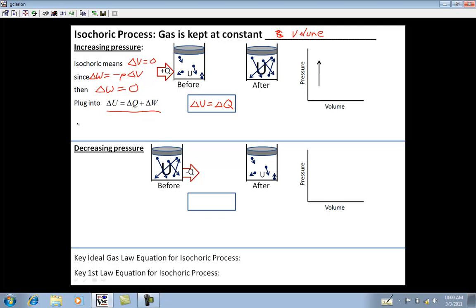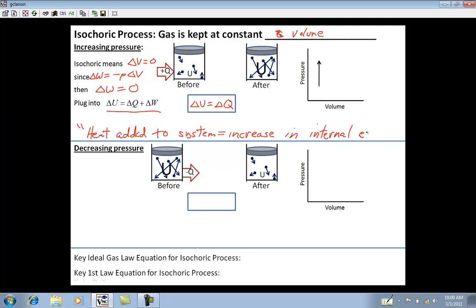So what we can say here is that heat added to the system equals the increase in internal energy. For problems like these, will they say the gas is kept at a constant volume? Yes, somehow they'll tell you enough.